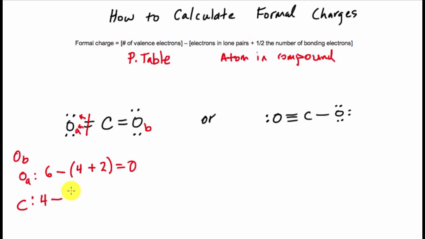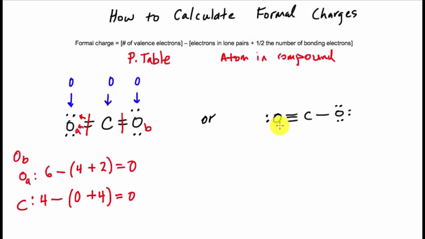And I do the same thing for carbon. Now carbon has no lone pairs of electrons, but for each of these bonds I split them in half. I get 1, 2, 3, 4. So I'm going to add 4 and I'm going to get 0. So my formal charges are 0 for the oxygen, 0 for carbon, and 0 for the other oxygen. And that's good, that's what we want. We want the electrons distributed evenly throughout the structure.